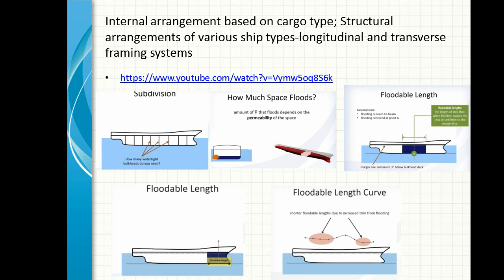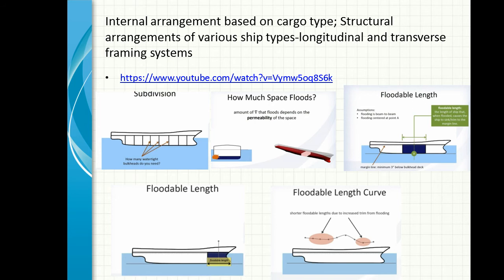There is a concept called floodable length. What it simply means is that if there is a hole on the ship side, how much of the ship will flood and what will be the reserve buoyancy. And there are certain simulations and calculations to be done. A naval architect has to do these floodable length calculations, and there are 2 compartment standards, 3 compartment standards, and these determine the number of transverse bulkheads that have to be put.